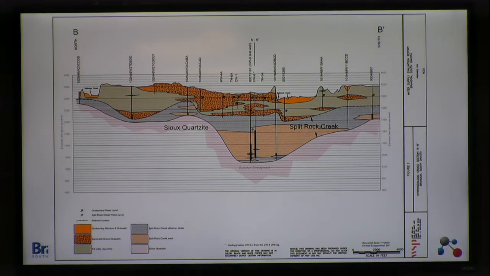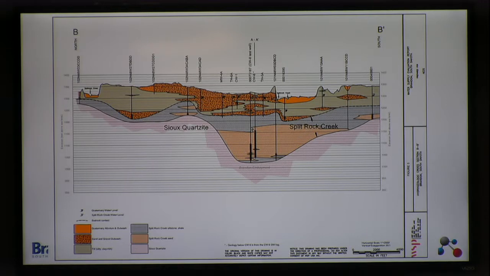This is a north to south section right through Brandon, from north up here to south over here. So looking north of Brandon, there's not a whole lot of Split Rock Creek, but there is a confining layer and then interbedded sands and gravels that make up the Big Sioux Aquifer.